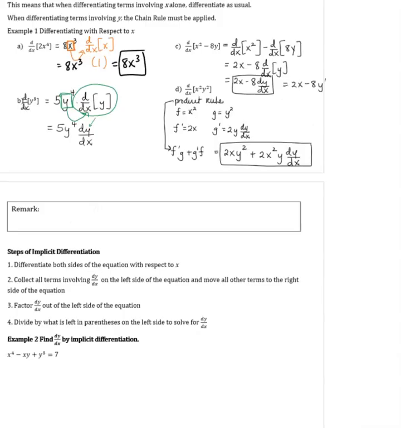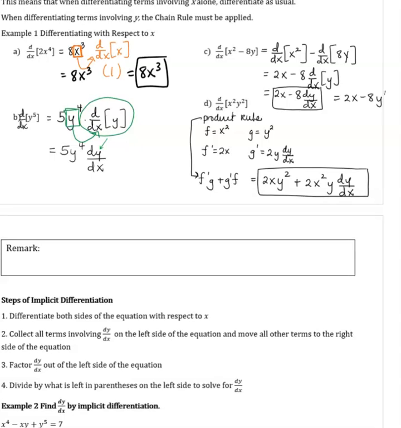So something to notice about all 4 of these examples is that every time we took the derivative with respect to x of something that involved a y, we picked up a dy dx.